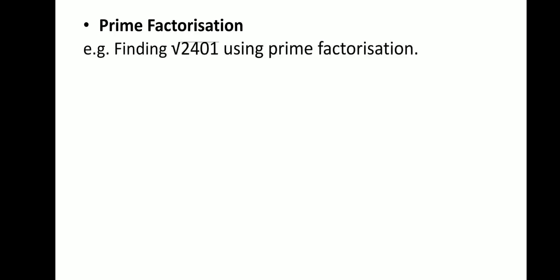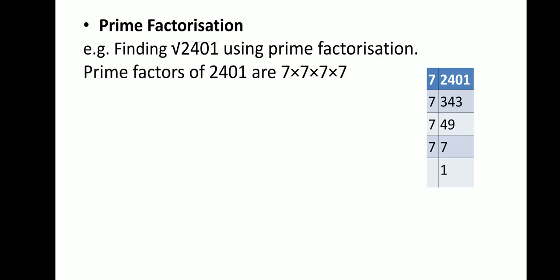Coming to the prime factorization method. Now, I need to find the square root of 2401 using prime factorization. If it is mentioned in the question, then you are supposed to use that particular method only to find the square root of the given number. Here, after doing the prime factorization, we have come to know that the prime factors of 2401 are 7 into 7 into 7 into 7.